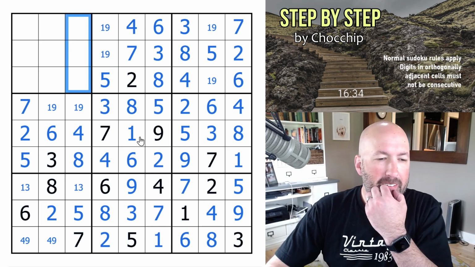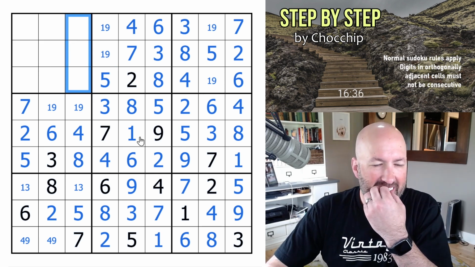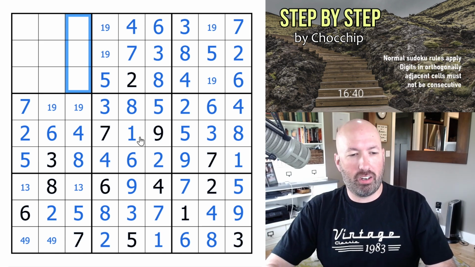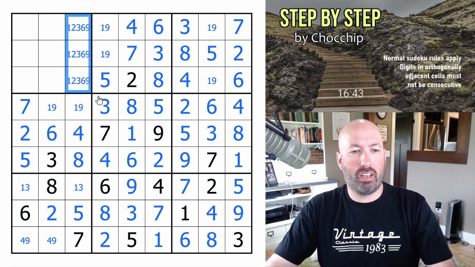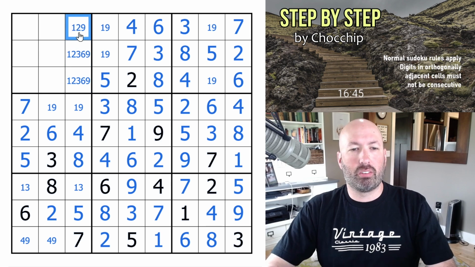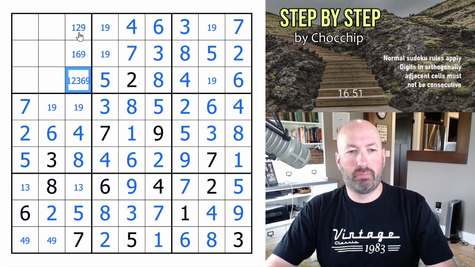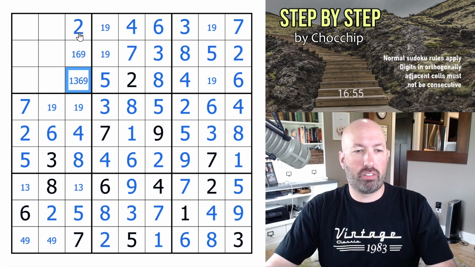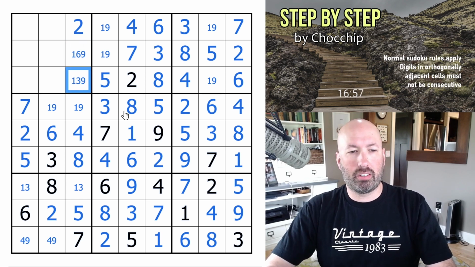Do we know any more about these? I don't think we do yet. We're getting there. So these are 1, 2, 3, 6, and 9. This can't be 3 or 6. This can't be 3. Or 2. Oh, and there's a 1, 9 pair up there. So this is a 2. That's a 2. This one can't be 6.